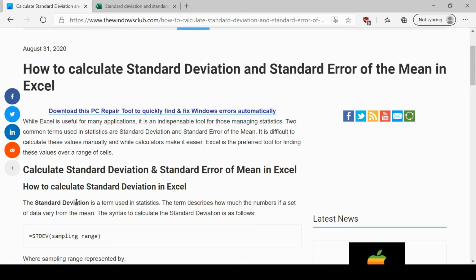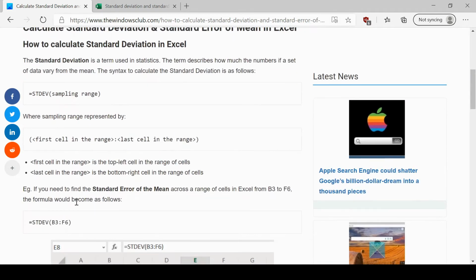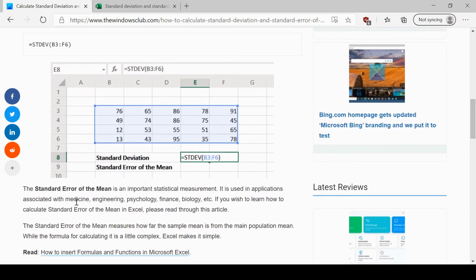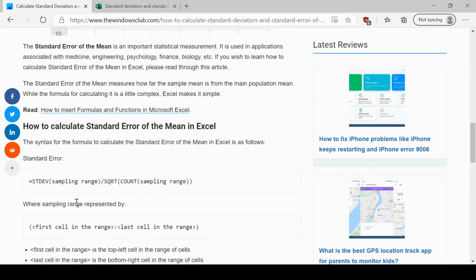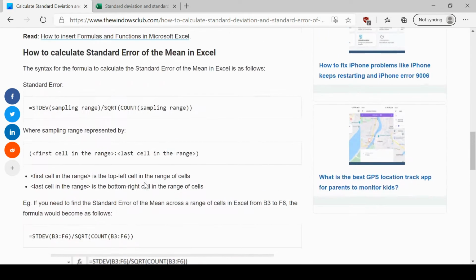While the formula for standard deviation is very complex, Excel makes it easier by using the STDEV function specifically made to calculate standard deviation. Standard error of the mean is an even more accurate quantity. However, it does not have a direct formula. The formula for standard error of the mean is standard deviation divided by the square root of the number of samples.